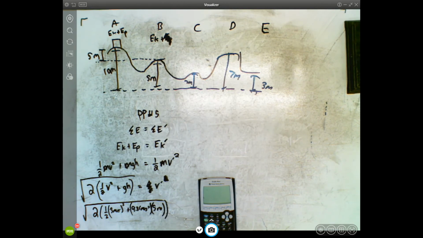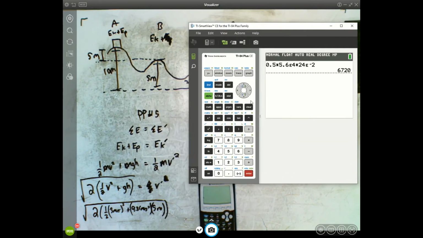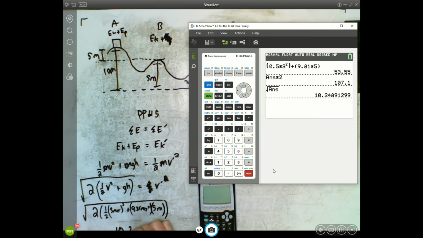So let me type that in here. I do my stuff in brackets first. I'd go 0.5 times 3 squared, and then add that to 9.81 times 5. That's all the stuff in here. And I want to multiply that by 2 and square root it. I have to do it in that order or else I'll get it wrong. And I get my speed at B to be 10.3 meters per second. Oops, that's off the camera. 10.3 meters per second.